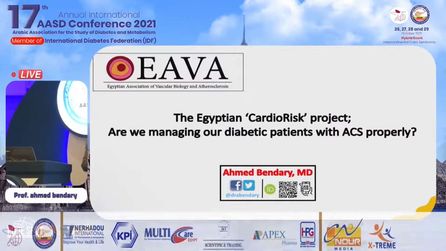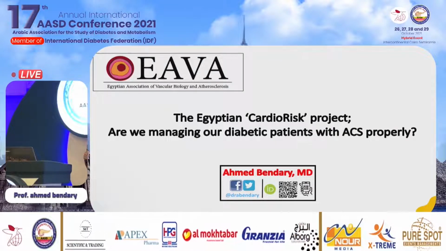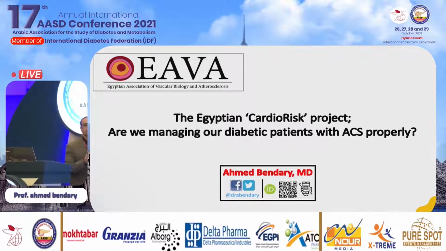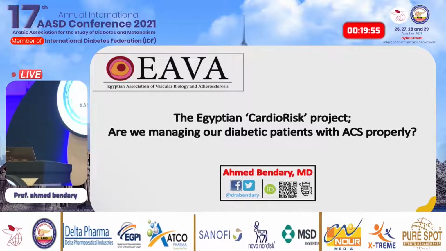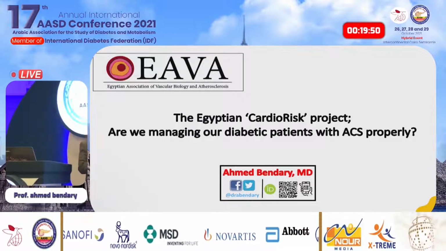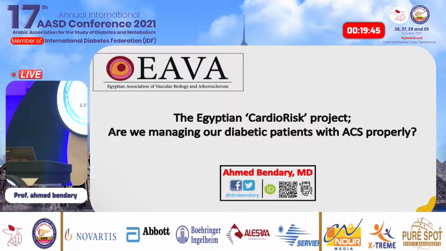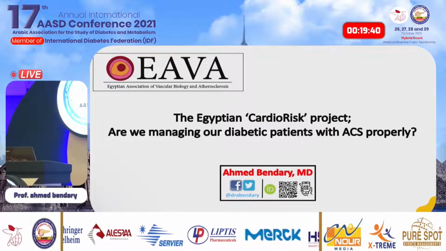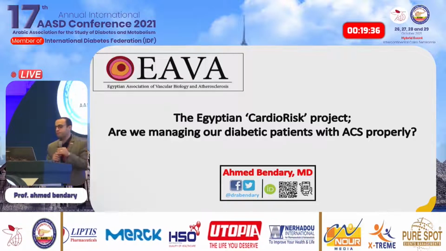Today we are going to focus on what we call the Egyptian CardioRisk Project. We are trying to tackle a very important question which has been until recently largely unknown. Are we managing our diabetic patients who present to us with acute coronary syndrome in a proper manner or not? All of us know that diabetic patients presenting with acute coronary syndrome have worse short and long-term outcomes compared to their non-diabetic counterparts. But the question is, do we have data?